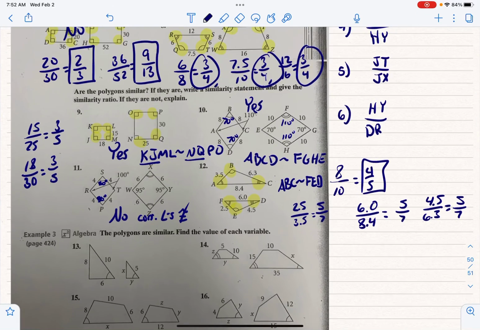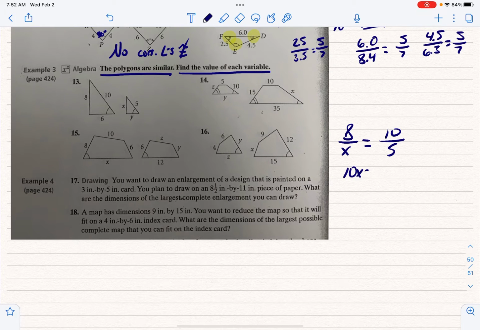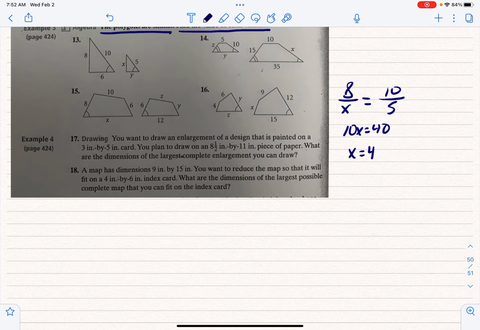Okay, moving on. Now, 13 through 16, it says the polygons are similar. We don't have to figure that part out, but it wants us to find the value of each variable. Okay, so for 13, I could say I know that 8 has the same relationship with x in the same way that 10 does with 5. Okay, and then I cross multiply and I get that 10x is equal to 40, so therefore x is equal to 4.